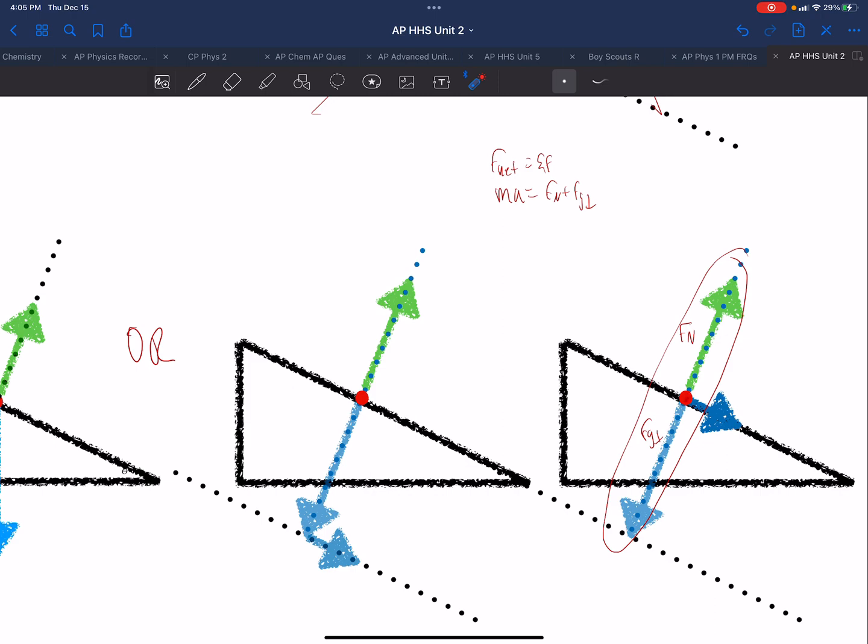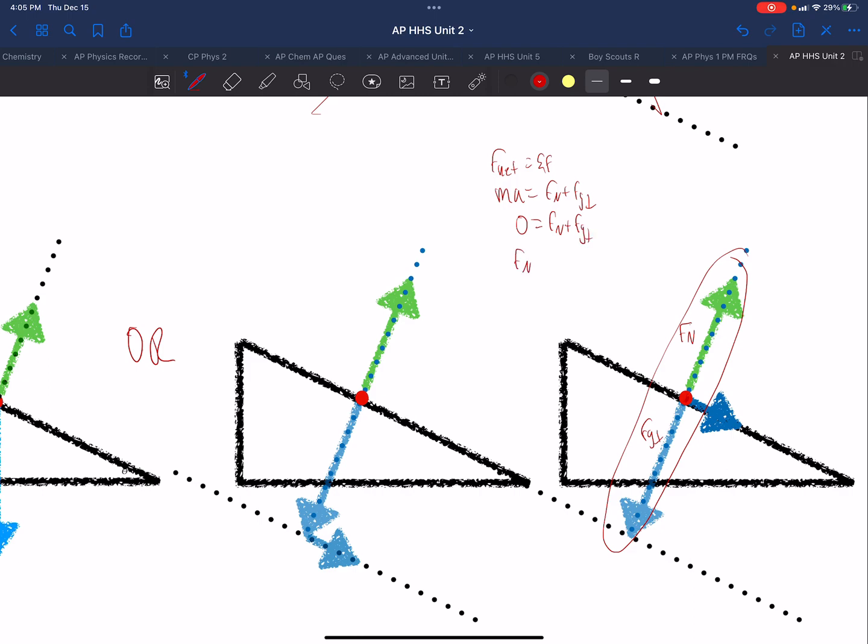Now, if this body is sitting on the inclined plane, we would ask ourselves, is it accelerating in this direction? And the answer is no. It's sitting on this inclined plane. And even if it moves down the inclined plane, it is not accelerating in this direction. There's no acceleration perpendicular to the plane. So that means the acceleration is zero.